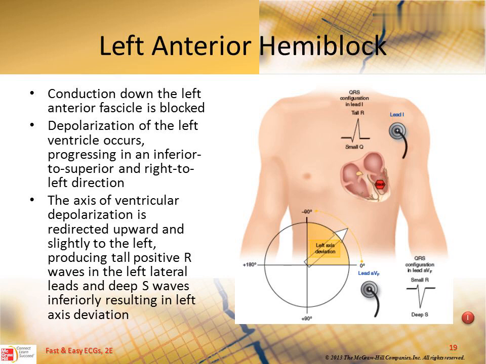Instructional point. When the left anterior fascicle is blocked, the predominant depolarization of the left ventricle is from the anterior wall around the bottom of the heart and to the left and upwards. This shifts the axis to the left, resulting in an axis between 0 and -90 degrees. Lead I will be positive and aVF will be negative.